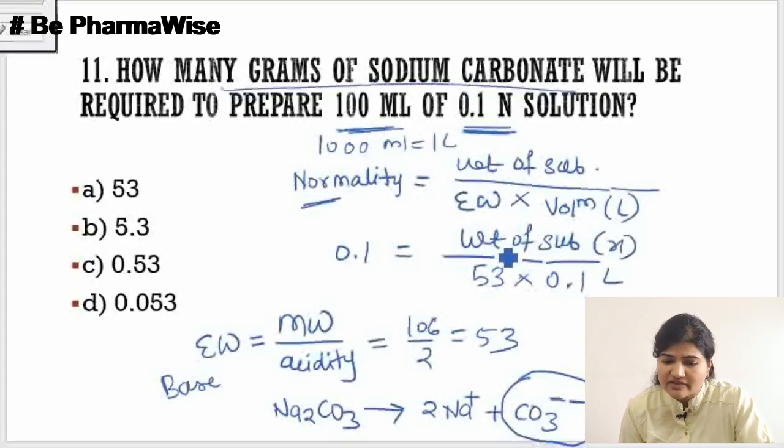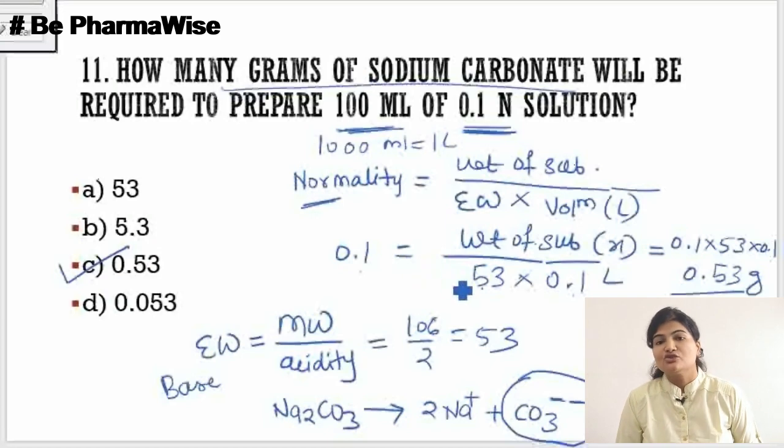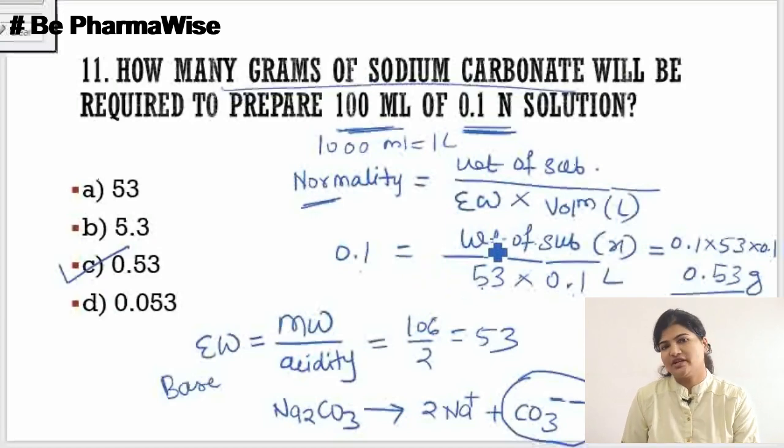So now we will solve it. Weight of substance is equal to 0.1 into 53 into 0.1. So it comes to 0.53 gram. Now let's check the options. Yes, 0.53 grams. So this is how you have to solve such kinds of questions.